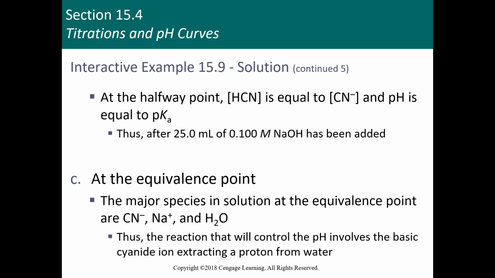Therefore, the reaction that will control the pH will involve your cyanide, which is a base right here, extracting a proton from the water right here. And so that's actually your equilibrium that will control your pH at that point. Oh, by the way, this is just the Henderson-Hasselbalch equation simplified because we are plus 0. The same thing you saw before. So we've just taken the negative log of your Ka to give us our pKa, which will be equal to our pH.